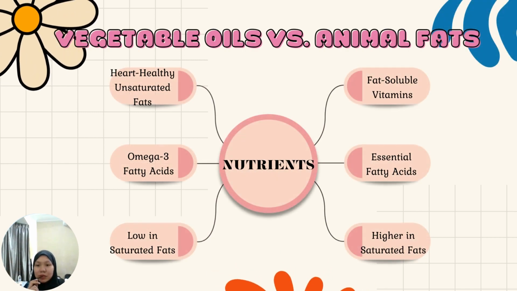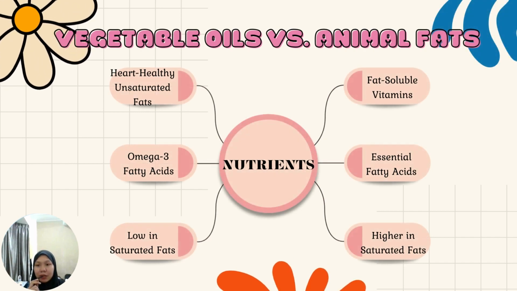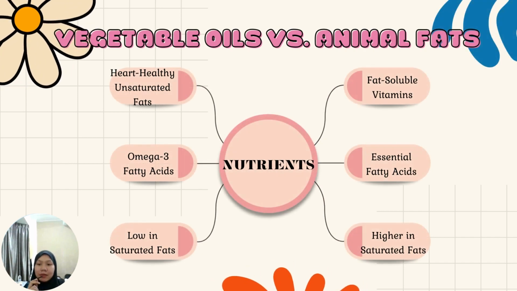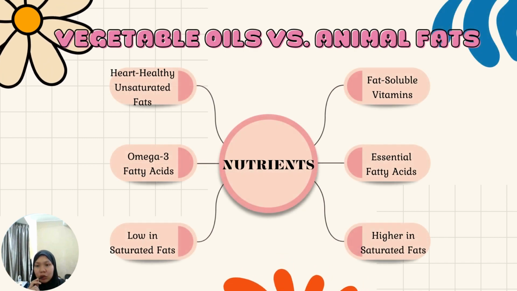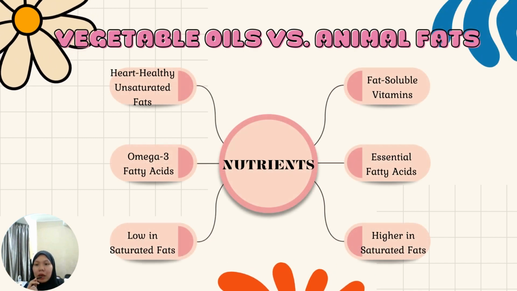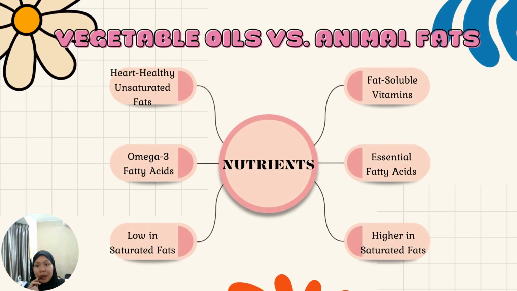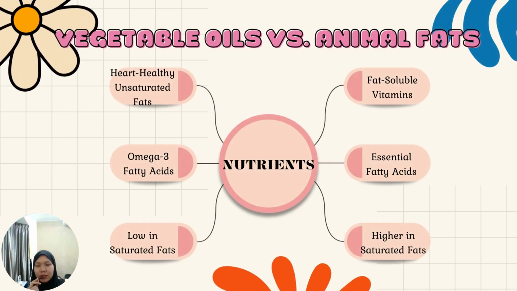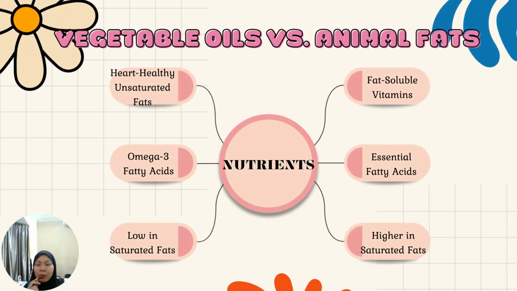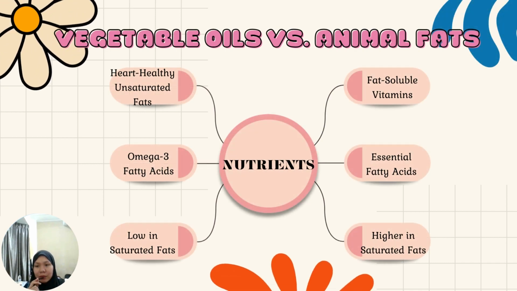Animal fats are rich sources of fat-soluble vitamins like vitamin A, vitamin D, and vitamin K2, which play essential roles in various bodily functions, including vision, bone health, and blood clotting. Animal fats provide essential fatty acids like arachidonic acid and conjugated linoleic acid (CLA), which are important for brain function, immune health, and inflammation regulation.